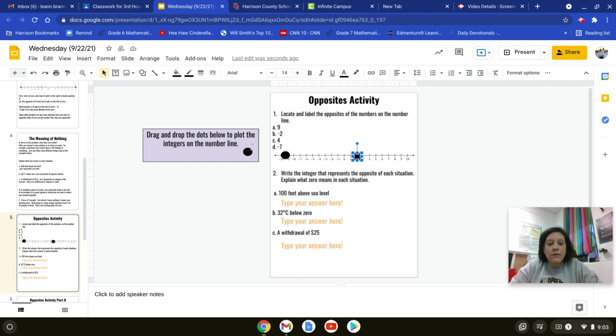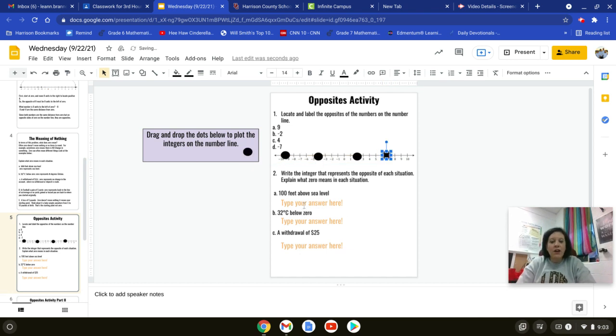Opposite of 4, -4. And you would drag over this data point. The opposite of -7 is +7. So that's all you have to do on this assignment. Now you're finished with that one.